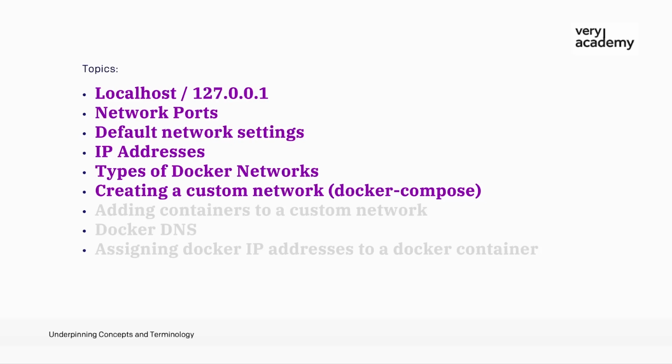So far, we have been utilizing Docker in the terminal. Let's focus now on Docker Compose, take a look at how we might create and add containers to a custom network, a little bit about Docker DNS, and then finally how to assign IP addresses to individual Docker containers. So let's kick this off by creating a custom network in Docker Compose.